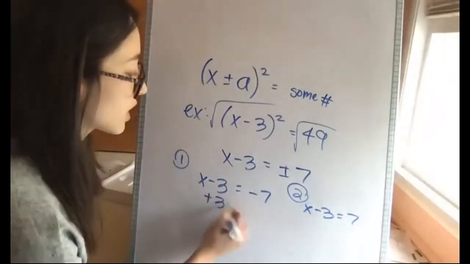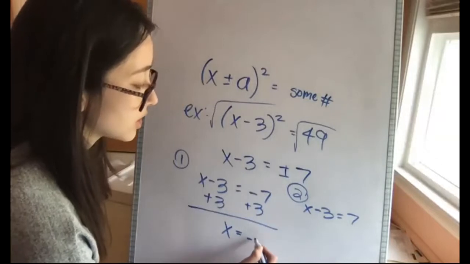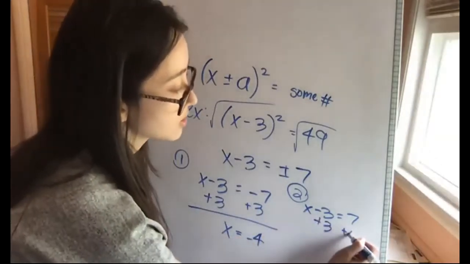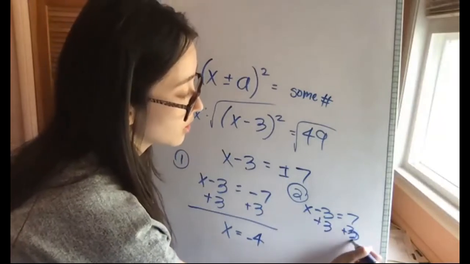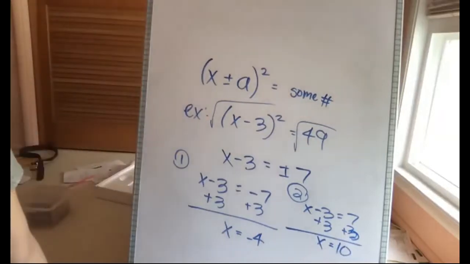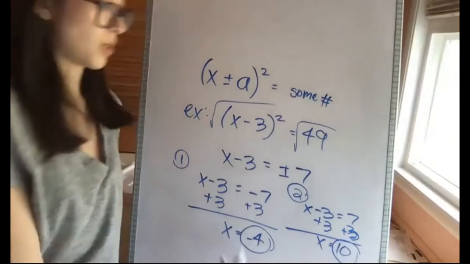So I add 3 to both sides. This will give me one answer: x equals negative 4. My other answer, if I add 3 to both sides, I get x equals 10. So here I have my two solutions: either x equals negative 4 or x equals 10 for this equation to be true.